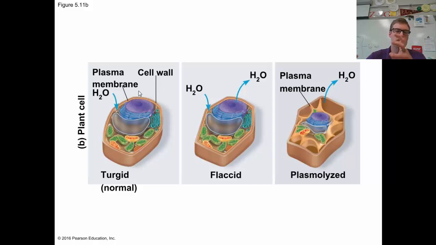It's got nice pressure on it, it's pushing out on that cell wall, helping the plant to maintain its shape. When it is isotonic, it is going to be flaccid. The plant's going to be wilting a little bit. And then if we don't have enough water at all, it will be plasmolyzed. You can see how the cell membrane is pulling away, and that is probably going to lead to the cell's and eventually the plant's death.